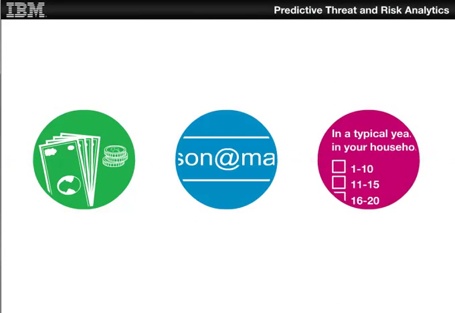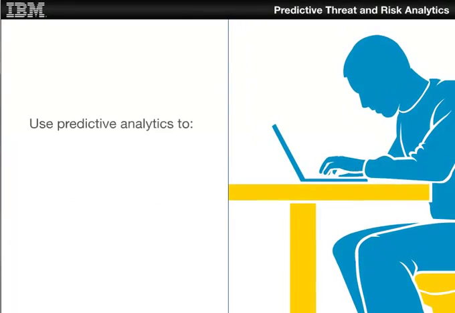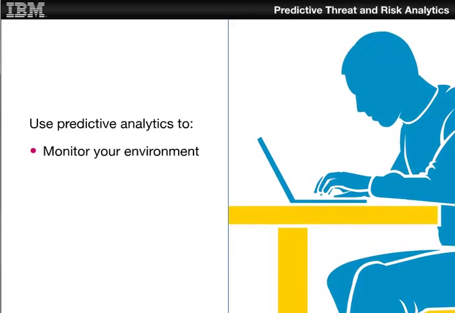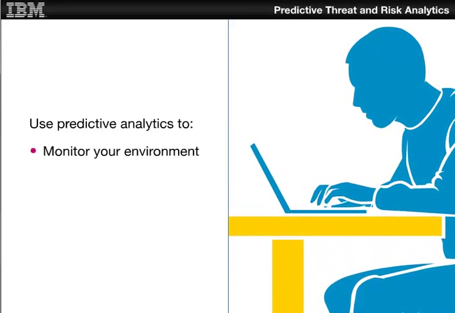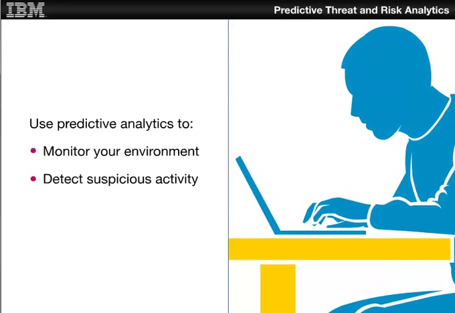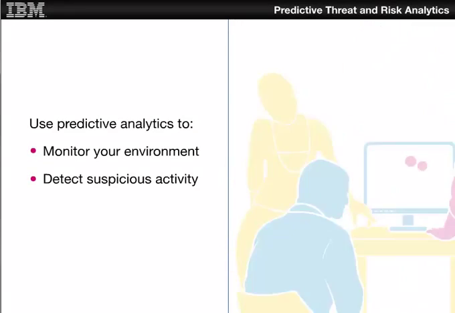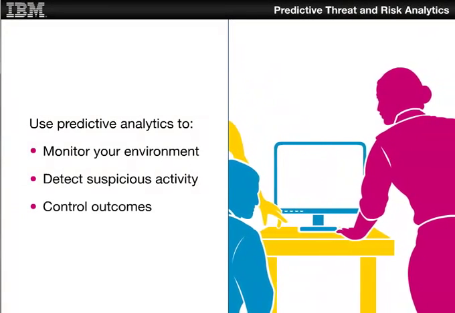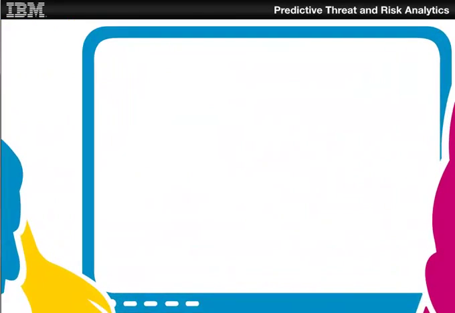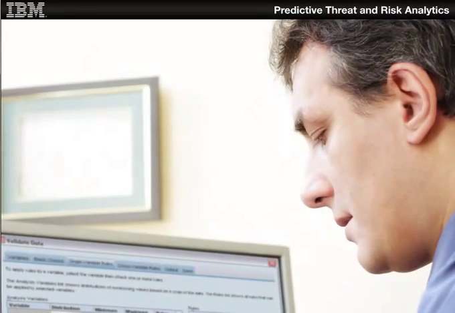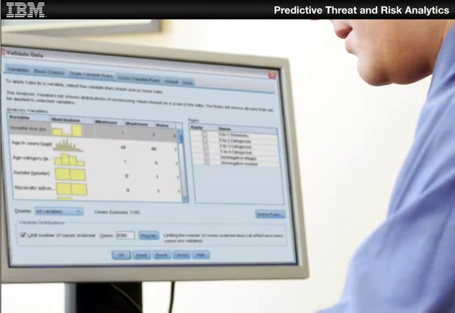And not just looking, but using the power of analytics to monitor your environment using a wide variety of data from many sources. Detect suspicious activity to identify threats and criminal fraud. Control outcomes by delivering the best possible response. Using the broad range of IBM SPSS Predictive Analytics software, you can analyze the possibility and probability, proactively determine threat and risk levels, and decide which are good for your enterprise and which are not.